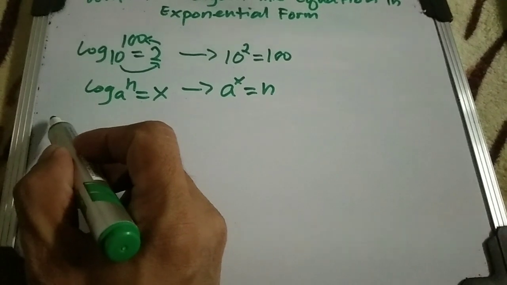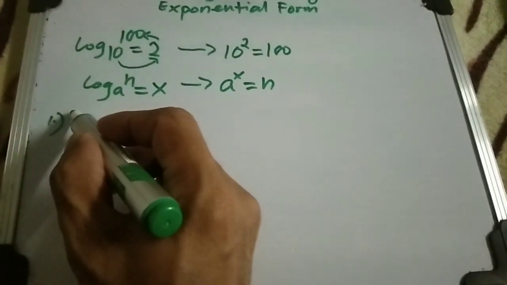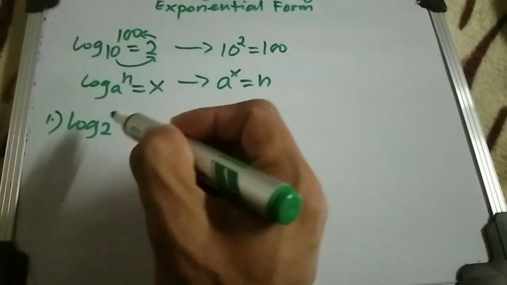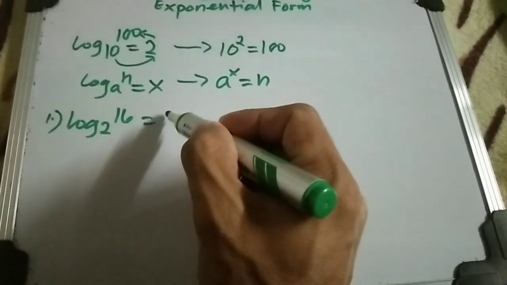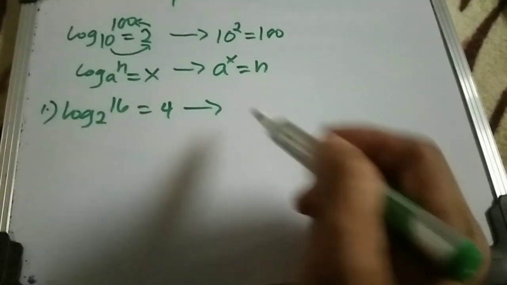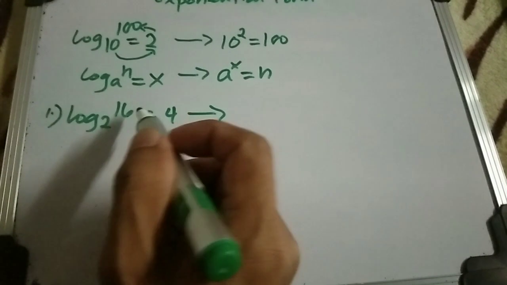Okay, so number 1 example. Ang given, log 2 equals 4. Log 2 of 16 equals 4. So, ang pagbasa nito, log 2 of 16 equals 4.